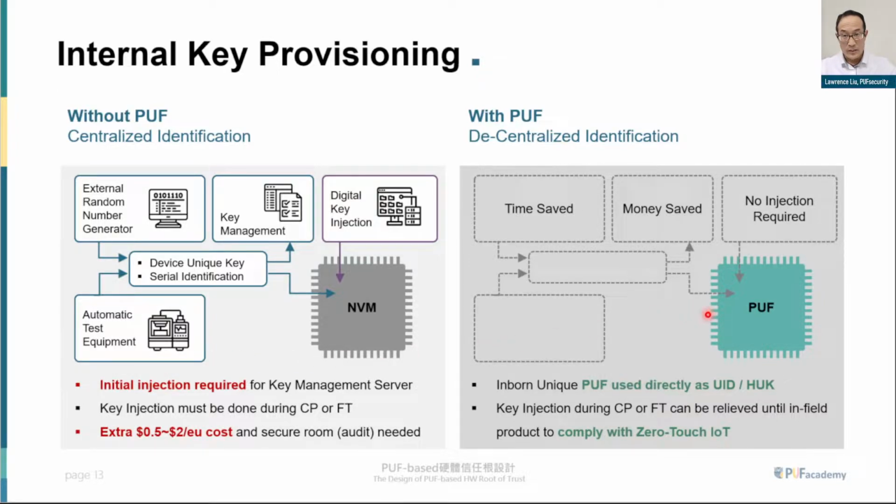Whereas if you have a PUF-based root of trust, you can get rid of all these extra components and save time, save money, and also protect the key, because the key stays internal to your root of trust. It doesn't need to come from an external source and be injected in. So this is the first main difference between a PUF-based and traditional root of trust.